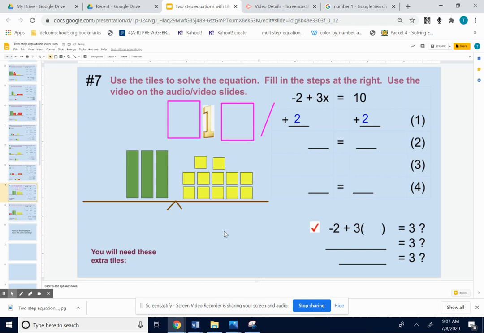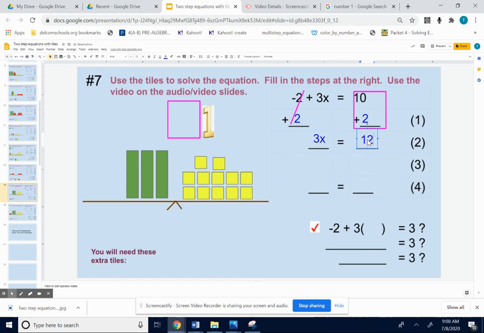So that leaves me with 3x on the left and 12 on the right. Looking at the visual, but even without the visual, a -2 plus a +2 cancel. So on the left side, we're left with a 3x. On the right-hand side, just looking at the equation, we have 10 plus 2, and 10 plus 2 is 12.